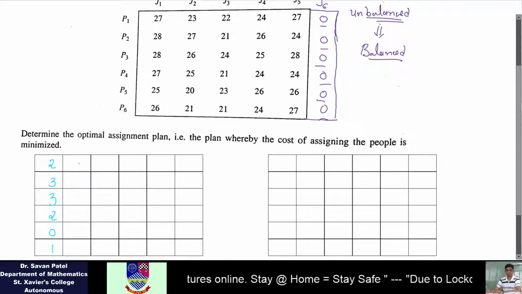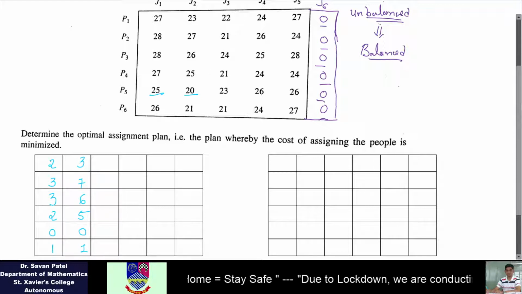Then for the second column, the minimum is 20. So subtracting 20 from each and every entry. 23 minus 20, so it is 3. 27 minus 20, so it is 7. 25 minus 20, so it is 5. 20 minus 20, so 0. 21 minus 20, so 1.